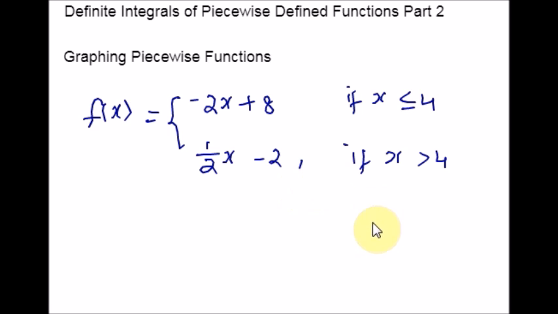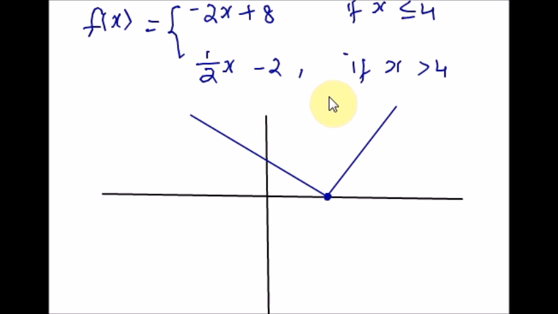Let's do the graph. If I draw a vertical line here, it will touch the graph at only one point. Am I right? And if you look at the graph, you can say that it is continuous.